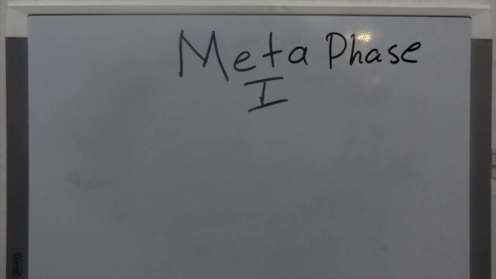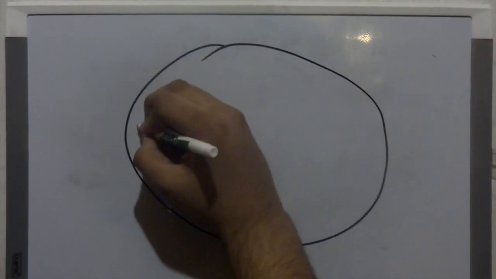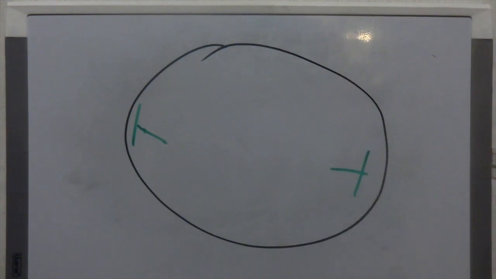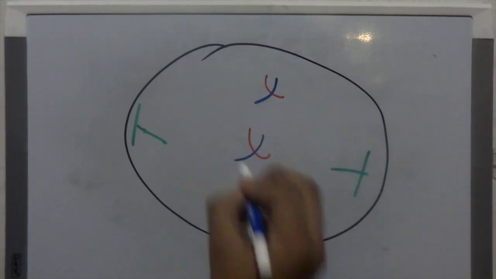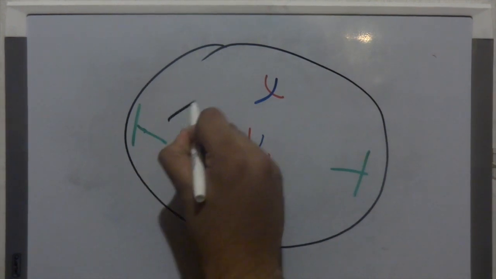So the next stage in meiosis is metaphase 1. This is where each chromosome lines up next to its homologous pair that it has exchanged genes with, or in other words, information.